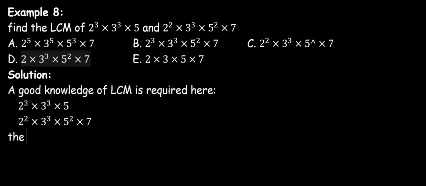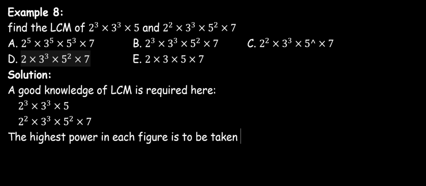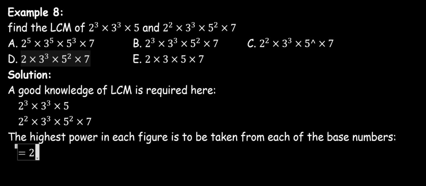Now, the highest power of each of the base numbers is to be taken. What do we mean by this? When you look at 2 in the first given value and 2 in the second given value, we are not talking about their powers. We are talking about the base numbers. In the first given value, 2 is raised to power 3. In the second given value, it is 2 raised to power 2. So the highest power of 2 in the first case and the second case is 3.